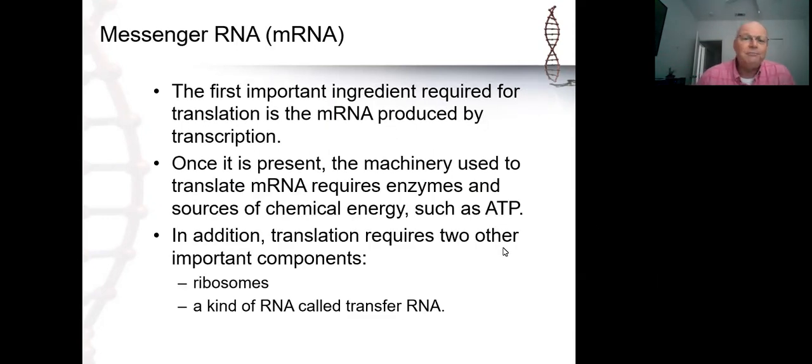The first you've already met, that's the messenger RNA. That contains the sequence of nucleotides that are going to be divided up into codons and read off to allow the assembly of the coded amino acids into a polypeptide. But the other two players that are involved are the ribosomes, which actually carry out the assembly of the polypeptide, and then a second RNA molecule called transfer RNA or tRNA, which is the actual cellular interpreter.